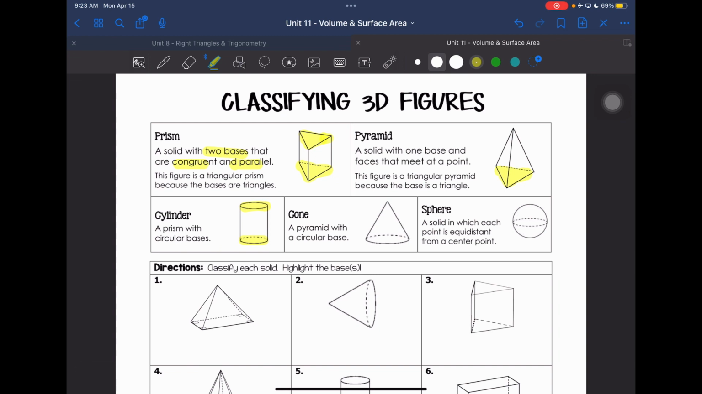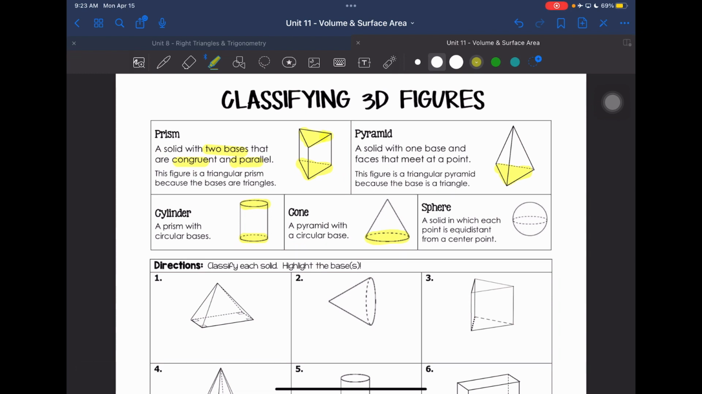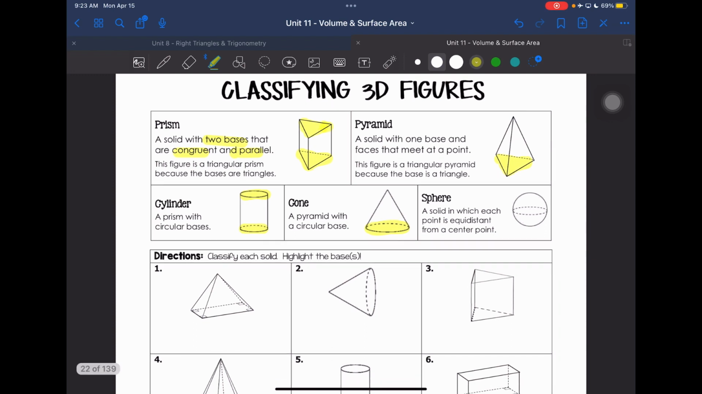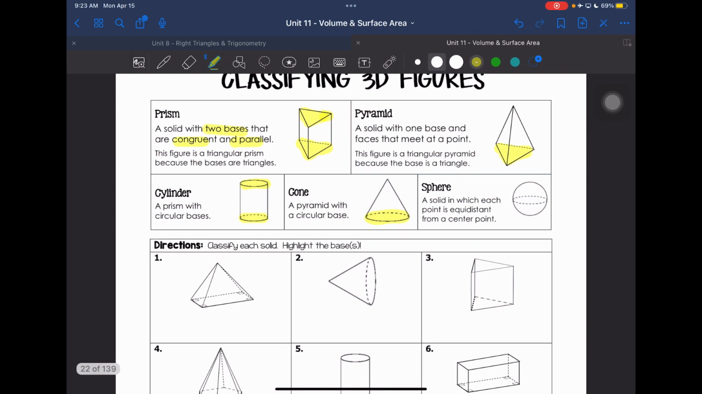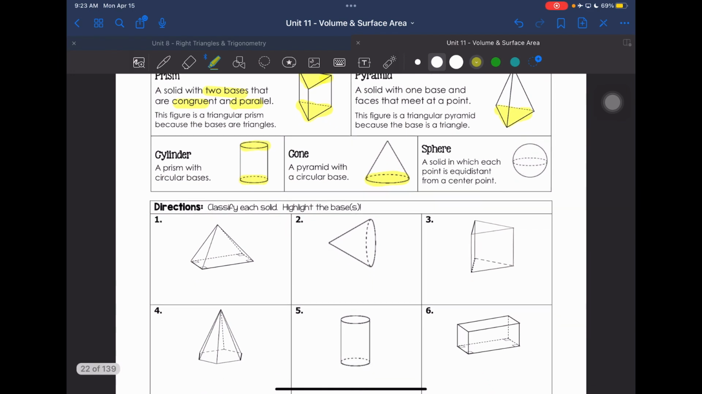Let's look at the next one, which would be a cone. That is really similar to a pyramid, but the base has to be circular. And so you could think of an ice cream cone as a real world example of this one. Next would be a sphere. And a sphere is a little bit different because there's no base technically for a sphere. All the points on the sphere are equidistant, or are the same distance, from the center point. If you need examples of a sphere, just think of a ball or planets. Those are real world examples of spheres.